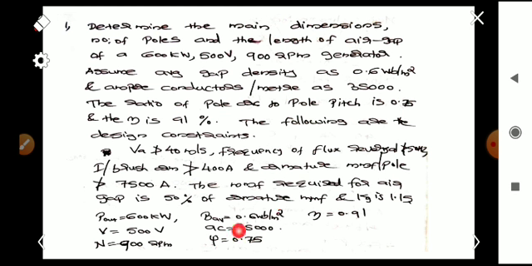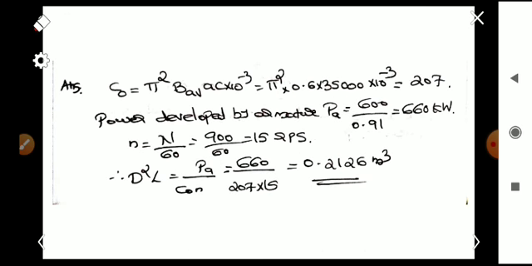So based on the given data, we have to design the main dimensions, number of poles and length of air gap. First we can design the main dimensions. For designing the main dimensions we always start from the power equation, that is P_a = C0 d square L n. For that we have to find the output coefficient C0 first. The C0 equation is pi square B_av AC into 10 raised to minus 3. Both B_av and AC are given, so we will get C0 as 207.